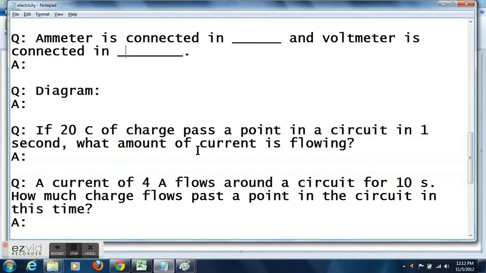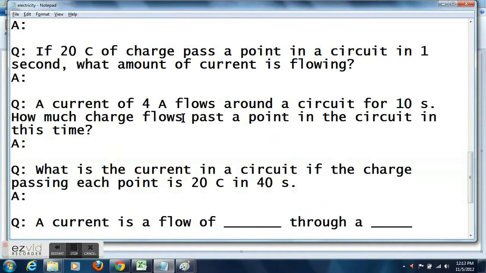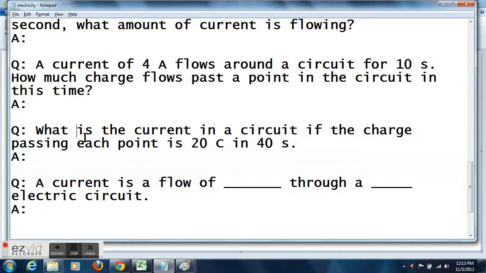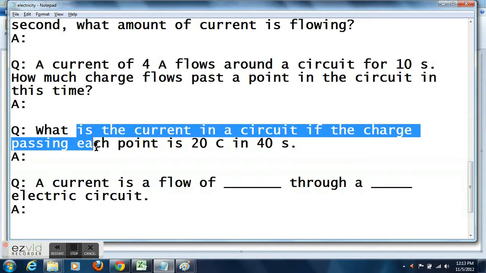Next one is a small problem. If 20 coulomb of charge pass a point in a circuit in 1 second, what amount of current is flowing? Next question, a current of 4 ampere flows around a circuit for 10 seconds. How much charge flows past a point in the circuit in this time? Next question, what is the current in a circuit if the charge passing each point is 20 coulomb in 40 seconds?